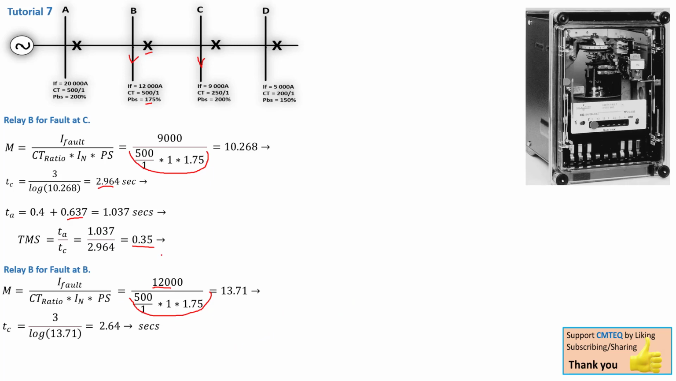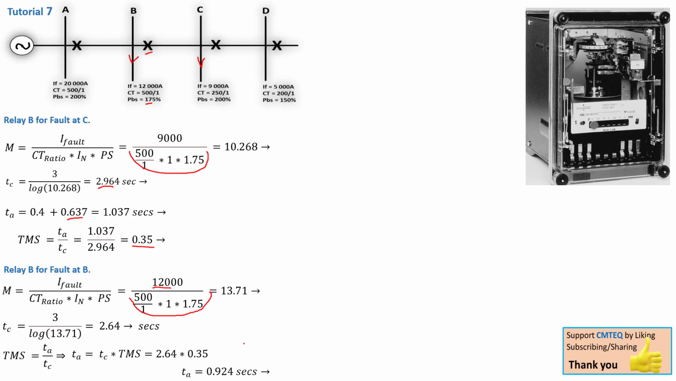We already have the value of TMS that we calculated based on this relay for the fault on C, because remember, they have to discriminate with one another. That is why we're using the TMS that we calculated with that fault to now get the actual time for the fault on its own bus bar. So TMS is equal to T over TC. We then make TA the subject of the formula, so TA is equal to TC times TMS, and that gives us 2,64 times 0.35, which gives an actual time of 0,924 seconds.